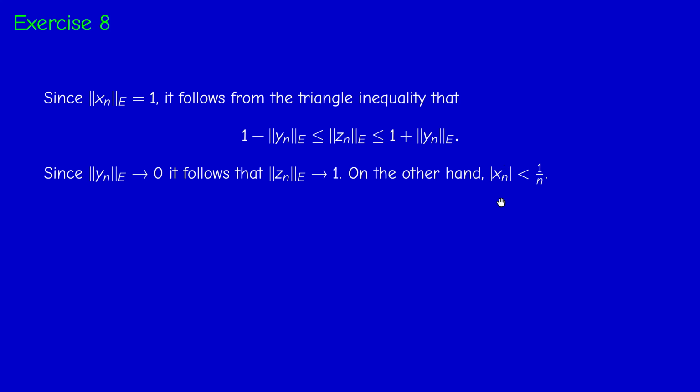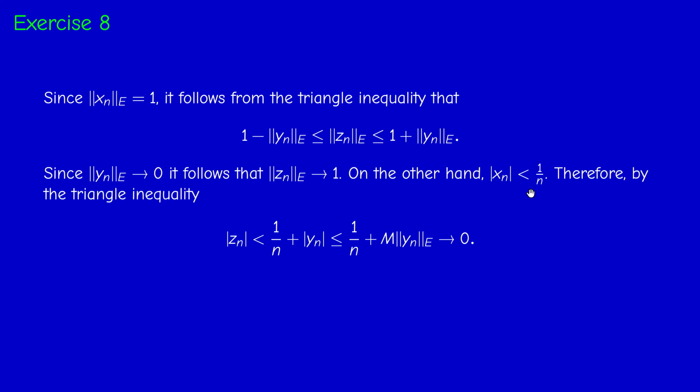The second norm on E of xn is less than 1 over n, as we observed. Therefore, when you apply the triangle inequality again, because zn is just xn minus yn, the second norm of zn is less than the second norm of xn plus the second norm of yn. So I get 1 over n plus 1 over n. And once again, because the second norm is weaker, it's less than a constant times the norm of yn. So in particular, this also tends to 0. So the second norm of zn tends to 0.